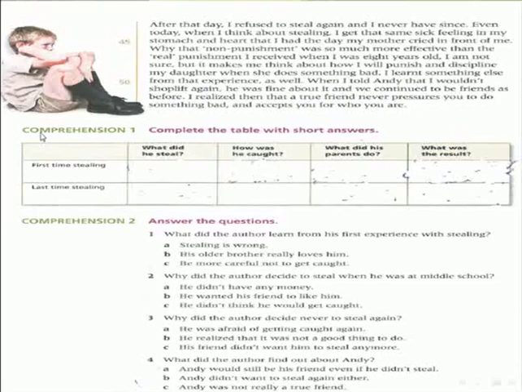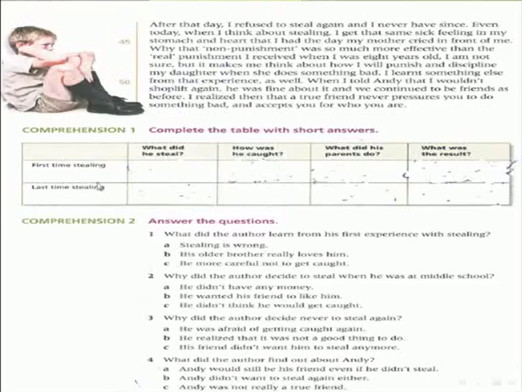Okay. Let's start the exercises now. Now, comprehension 1. Complete the table with short answers. Of course, after we have finished reading the text, now we have the exercise questions. We write the answers here.